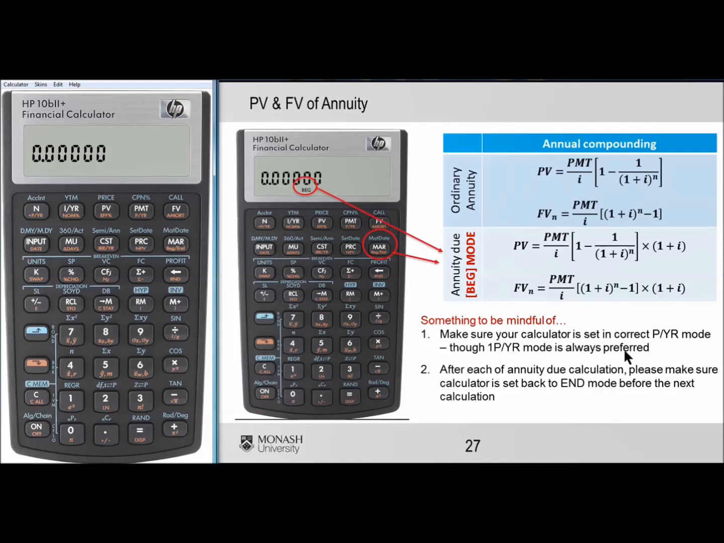Something to be mindful of. First of all, please make sure that your calculator is set in the correct payment per year mode, or the mode that you want to operate on. As I mentioned before, one payment per year mode is always preferred because it is more in line with the formula. Secondly, after an annuity due calculation, please make sure that you set your calculator back to the end mode before the next calculation.